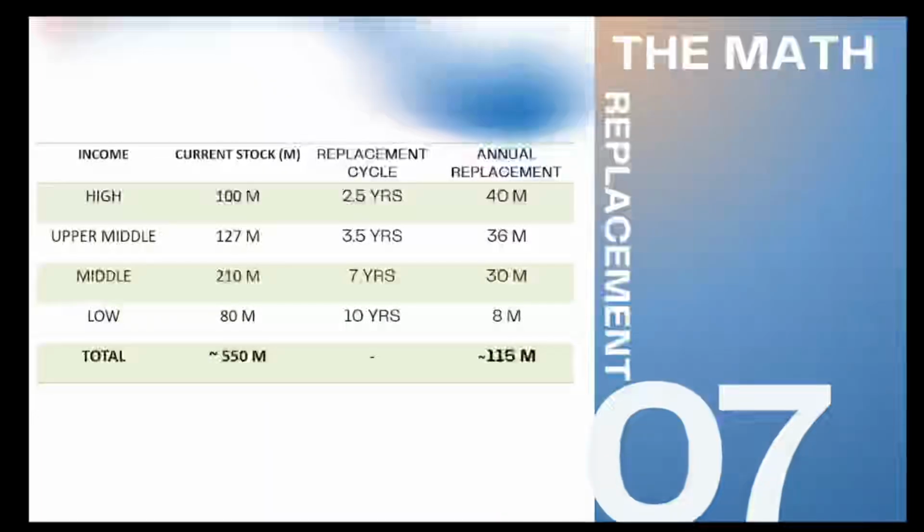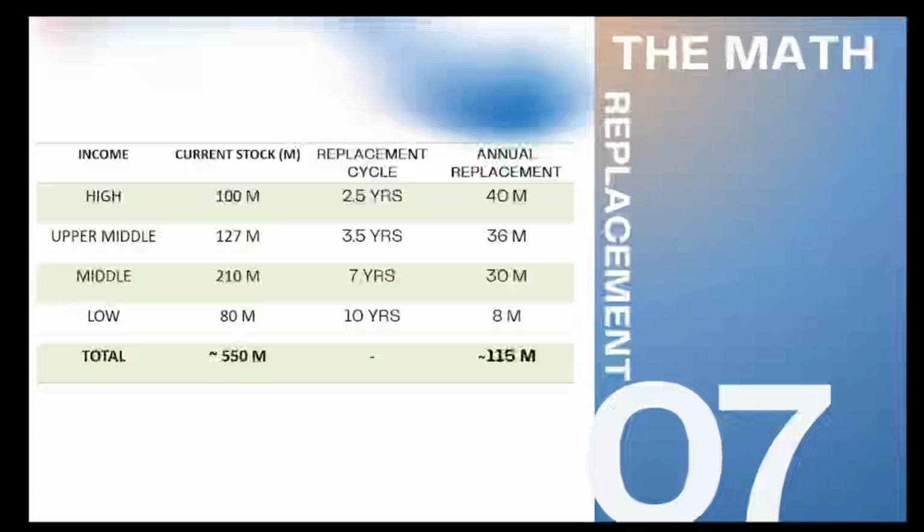So, let's look at the replacement demand, which is the straightforward division between current stock and the replacement cycle. For high income, we estimated 100 million stock, and dividing it by 2.5 years of replacement cycle gives us 40 million replacements annually. This segment drives the volume despite being small.